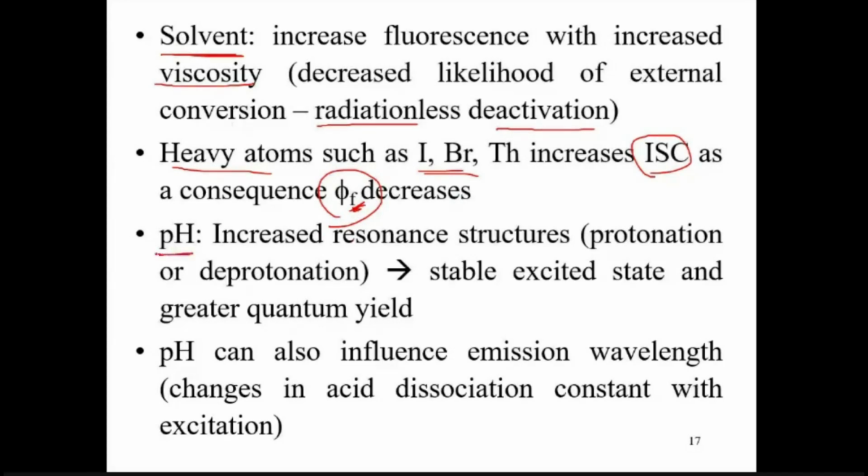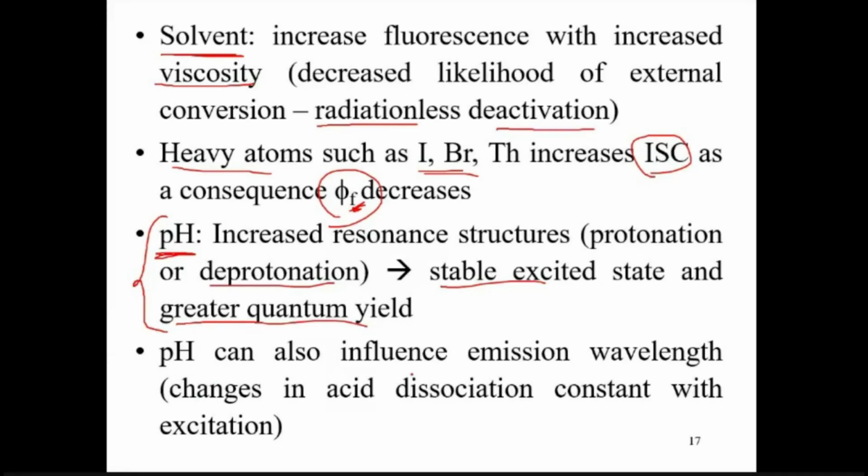pH. Now I hope you must have guessed what happens with pH. See, with increased resonance structures, it is protonation or deprotonation. If we are increasing the resonance structures, what we are doing actually is stabilizing the molecule. So a stable excited state will result in greater quantum yield. Now, it is not always that if you increase or decrease the pH, you will get a higher quantum yield. Sometimes if you increase the protonation, the protons will attack the electrons themselves. In that case, the stability will be decreased.